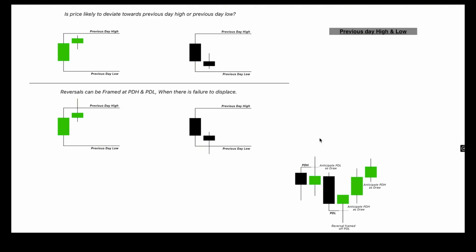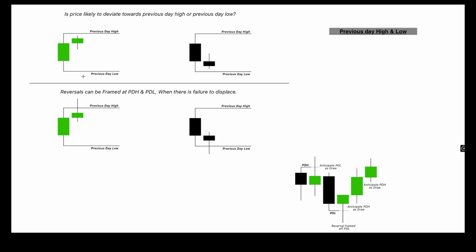Onto the video now. So the easiest way to frame a draw on liquidity or a daily bias is to use previous day's highs and lows. For example, unless price is going to consolidate, we expect price to either reach for a previous day's high or low depending on the candle's closure.